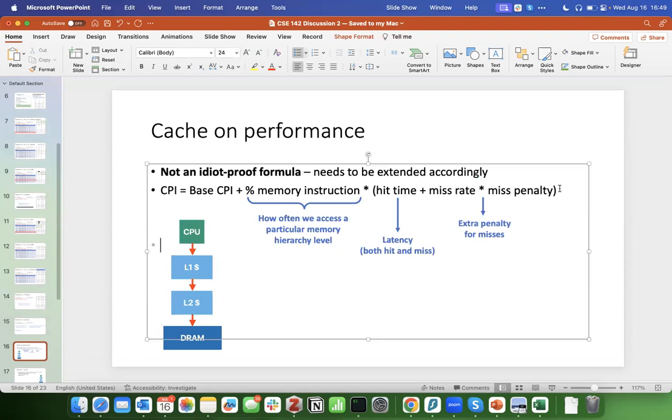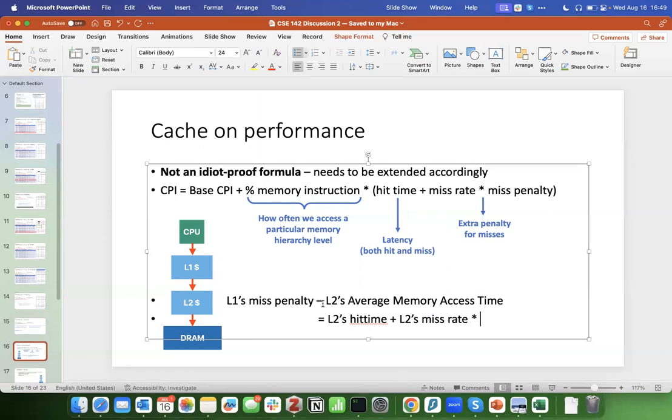Forgive me if I'm taking a few extra minutes of your time. So L1's miss penalty equals L2's average memory access time, right? And the average memory access time can be computed based on the L2's hit time plus L2's miss rate times miss penalty. For L2, the miss penalty is just the access time for DRAM, right? There's no way you can miss from the DRAM.